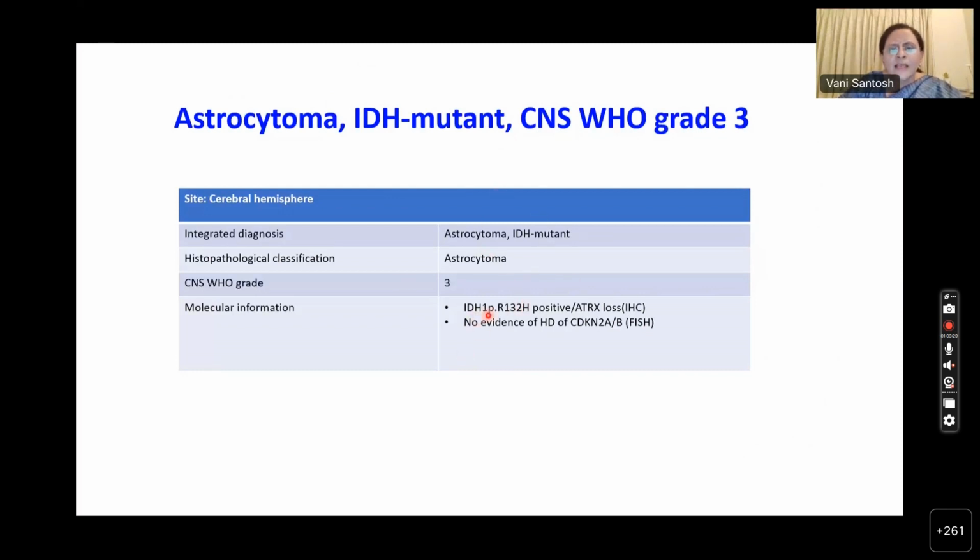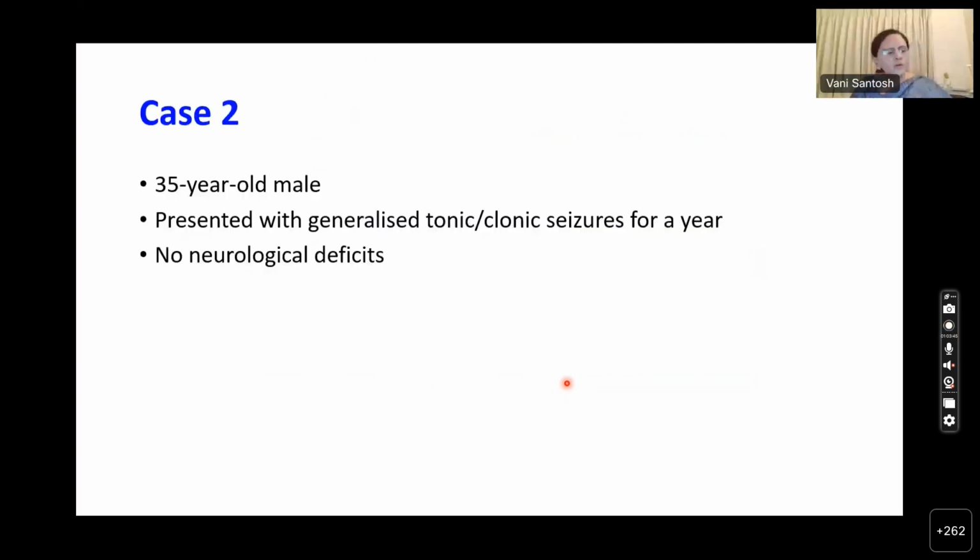I won't go into details, but IDH was positive, ATRX was lost, and there was no evidence of CDKN2AB homozygous deletion. And that is the reason that we have given this as grade 3. Is that clear to you? So we'll go on to the next case.